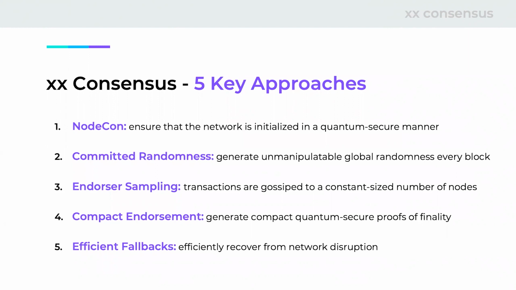Fourth, and most importantly to our performance claims, is Endorser Sampling, and this uses committed randomness to select a random set of nodes to take on the resource-intensive process of receiving and verifying transactions. And last, efficient fallbacks are the way we quickly recover from disruptions during consensus.